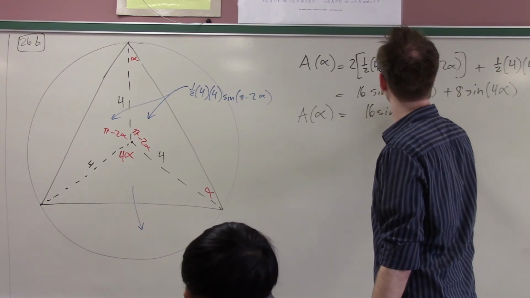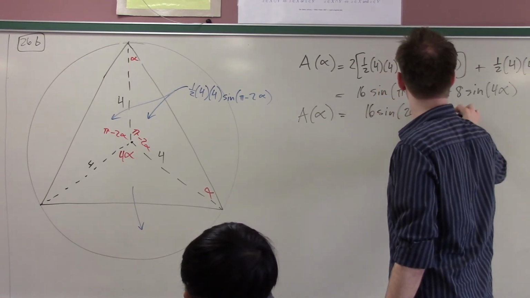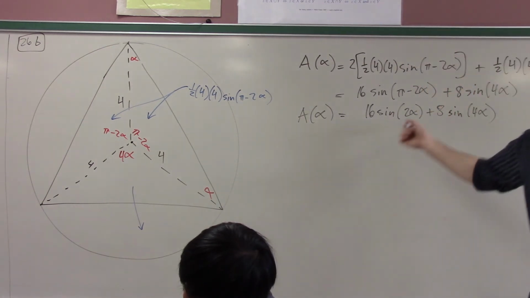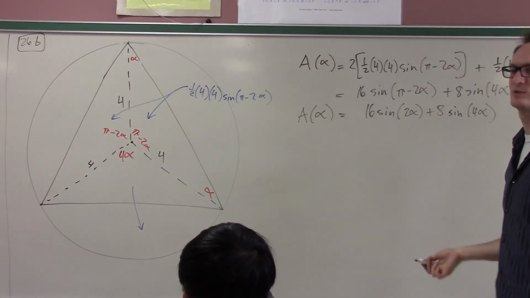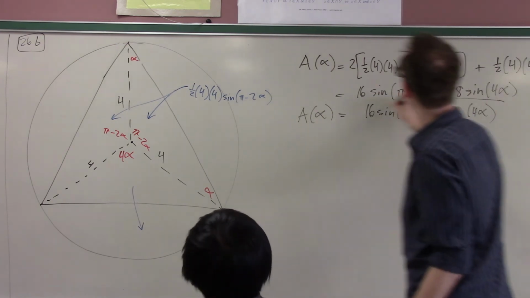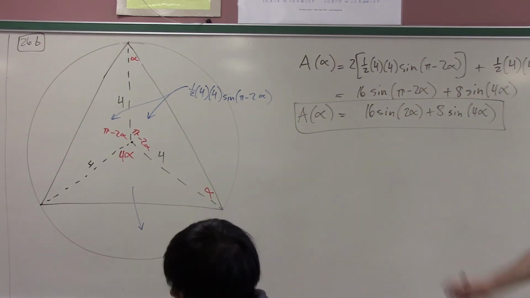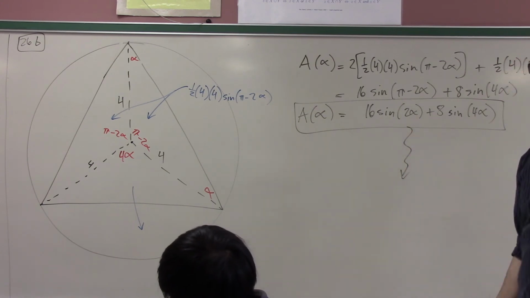16 sine 2 alpha plus 8 sine 4 alpha. I think I'm going to just stop here because I would just be doing it for you, and this is now hard work complete. I have come up with an expression for the area, and now you just have to differentiate, do a lot of trig, and then you'll eventually find, what do we think the answer is going to be?